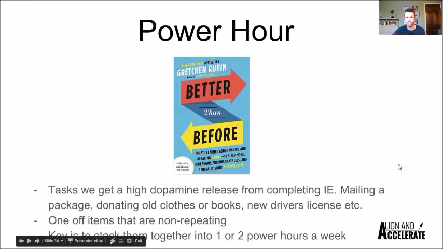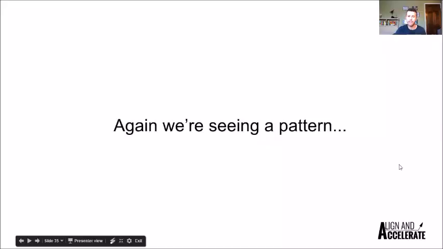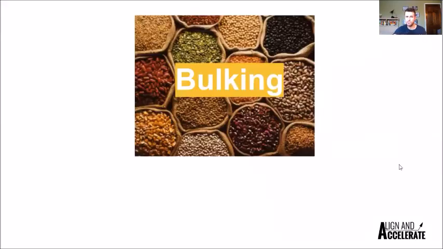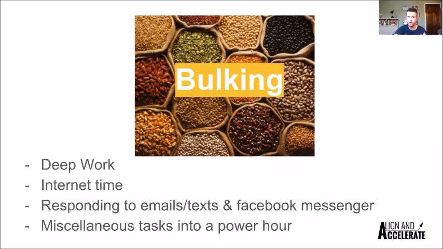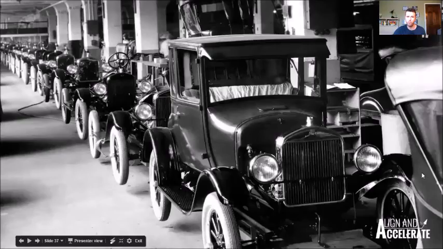And it just clears your calendar, which is a key thing to keep being able to not have things block up your time. Again, we're starting to see a pattern of bulking, whether it's deep work and we're doing undistracted stuff, bulking together internet time and doing all our email responses together, Facebook messages, social media, all that stuff, we're bulking it together. If you're responding to emails and texts, or doing miscellaneous tasks in a power hour, we want to bring things together. And this is something that Tim Ferriss stresses again and again, and it's just how we become more productive.